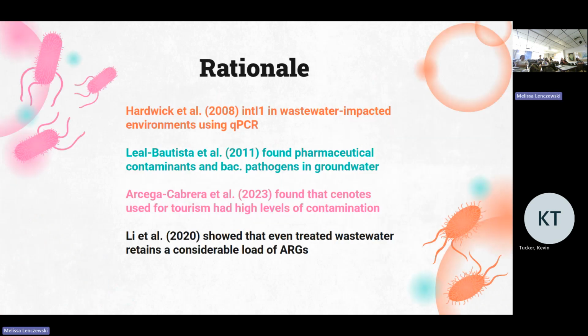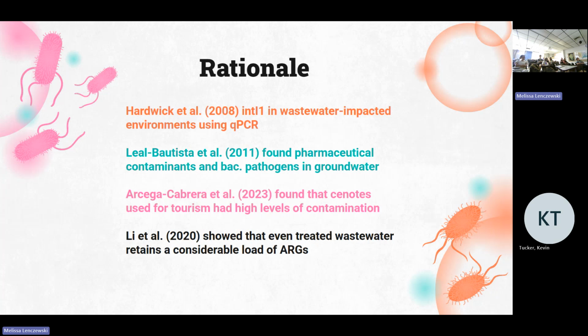Some rationale for this hypothesis is that we have found a couple of studies that have looked at similar topics before. For example, Congreve et al. in 2008 found that class 1 integrons correlate strongly with the presence of ARGs in wastewater-impacted environments using quantitative PCR. This suggests that a high urban impact will affect the quantity of bacteria and bacteria with those genes.